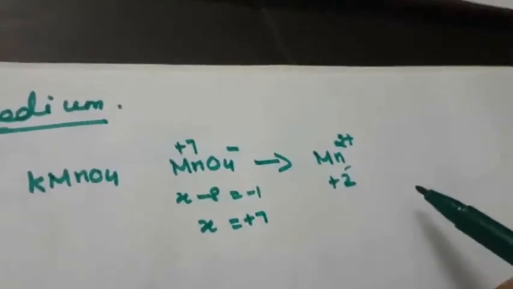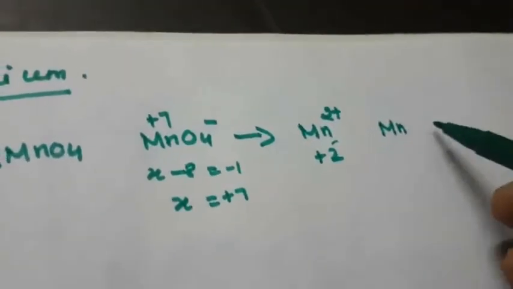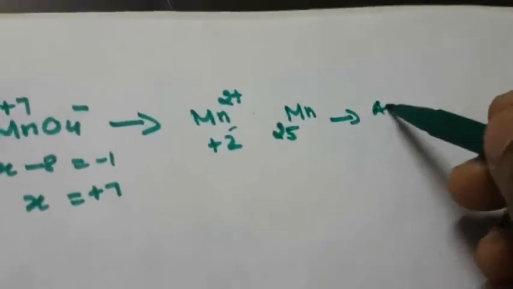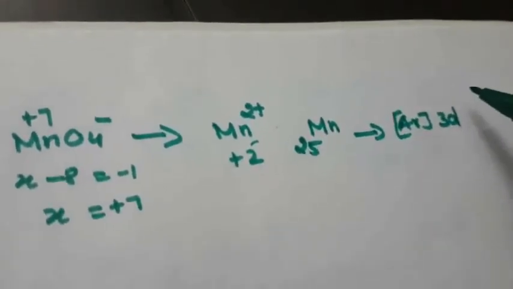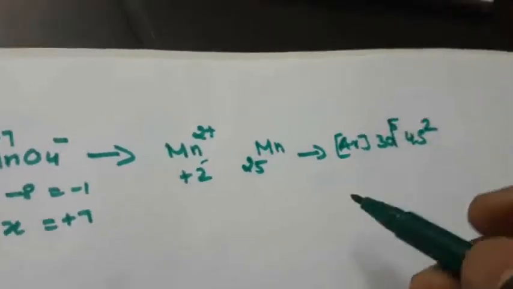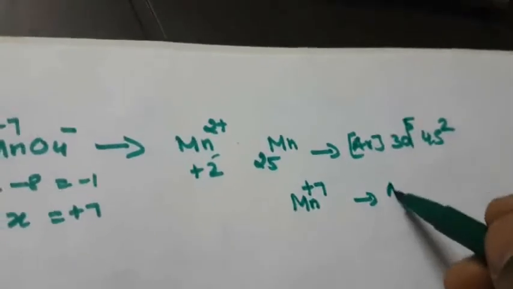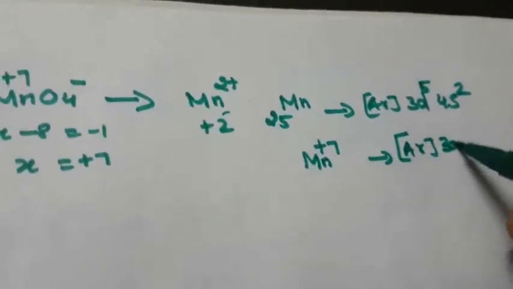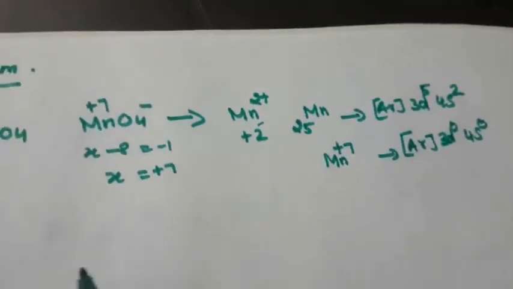Now what is the electronic configuration of Mn? The atomic number is 25. So that is argon 3d5 4s2. For Mn plus 7, we remove 7 electrons. So removing 7 electrons, what is the answer? 3d0, 4s0. Okay, so this is how it is reduced in the acid medium.